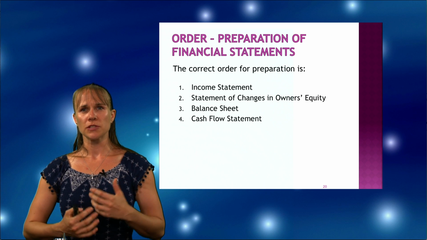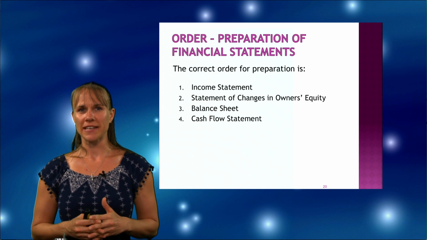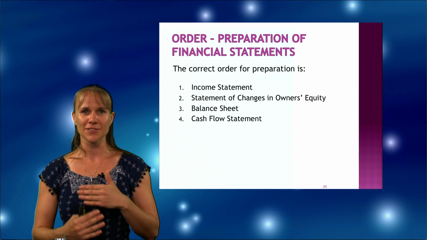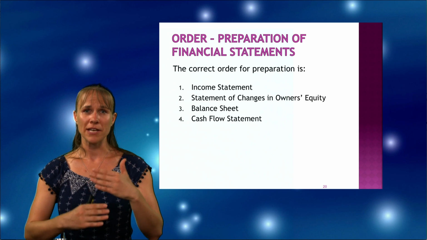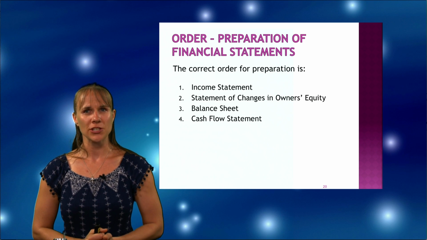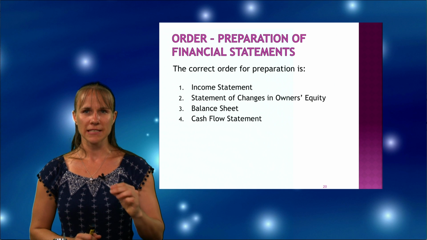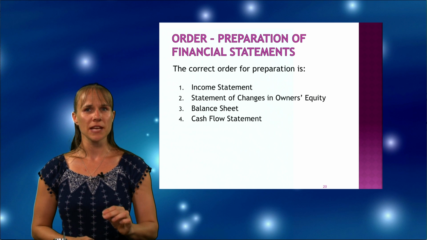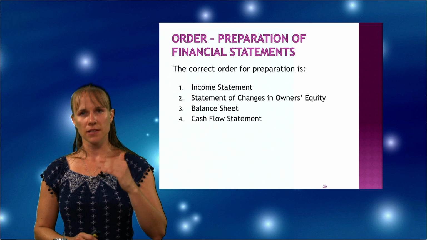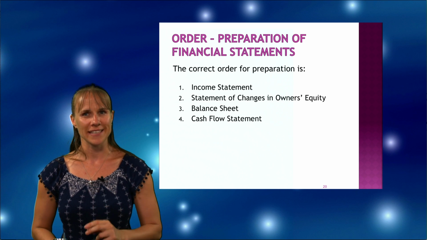So now we move on to the order of preparation of our financial statements. There is a particular order that we do follow, and that's generally because certain items of information flow from one statement to the next. So the correct order for preparation is firstly the income statement, followed by the statement of changes in equity, followed by our balance sheet, and then lastly we do the cash flow statement.